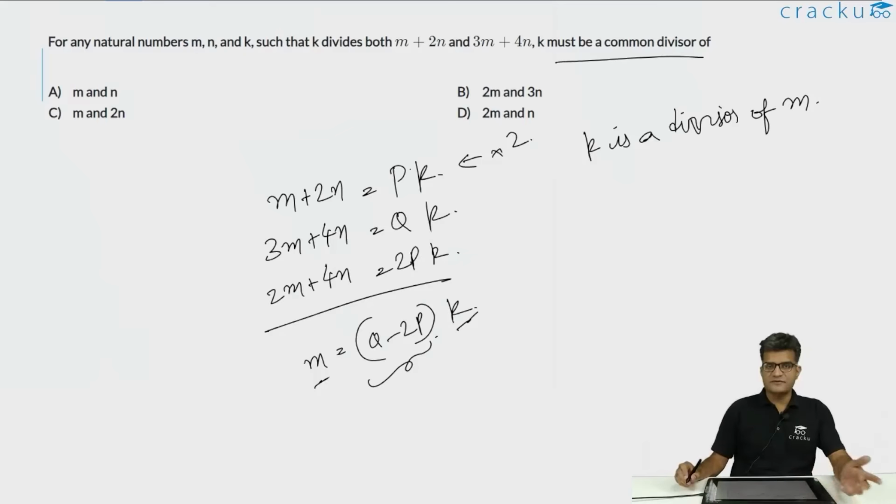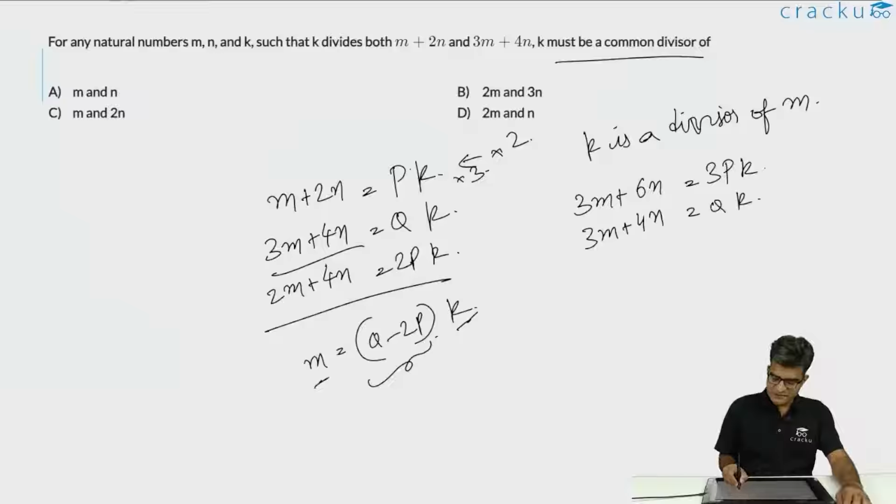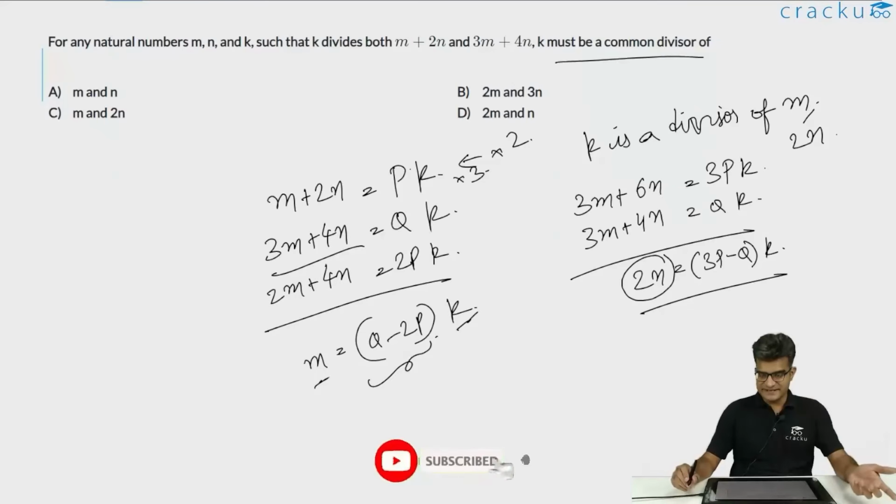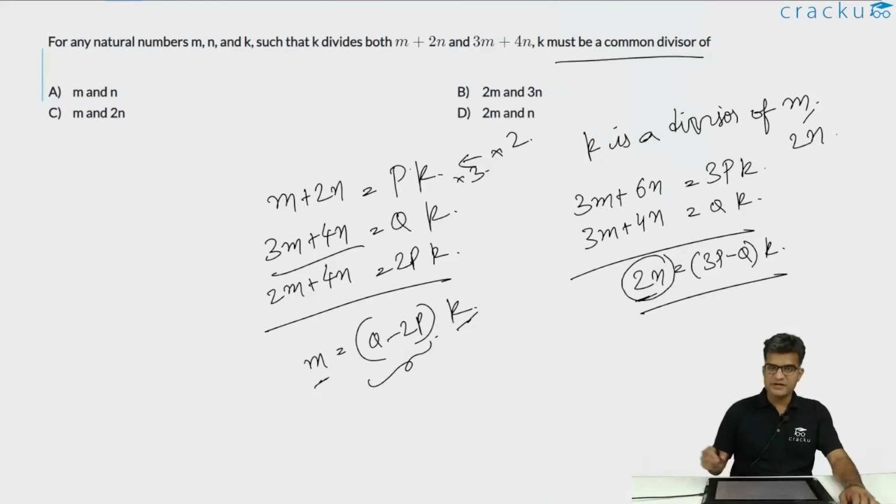Let us try to calculate the value of n. If you are looking at the value of n, let us multiply the first one with 3. So we are going to get 3m plus 6n is equal to 3pk, and this one is 3m plus 4n is equal to qk. If you subtract one from the other, we are going to get 2n is equal to (3p minus q) into k. So again, we can say that k is also a divisor of 2n. We can't say that k is a divisor of n, but we know that k will divide 2n. So we can say for sure that k has to be a common divisor of both m and 2n, which is option C.